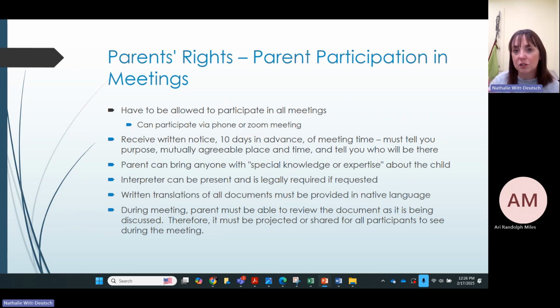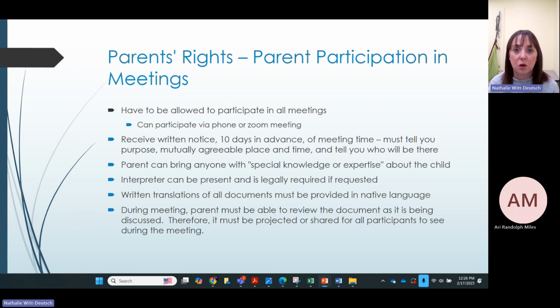So you'll get a long sheet that just says, "Dear parent of [client's name]," and it'll tell you the date and time, the purpose of that meeting, where you're going to be meeting, and who will be there. Obviously, things may change in terms of who will be there.